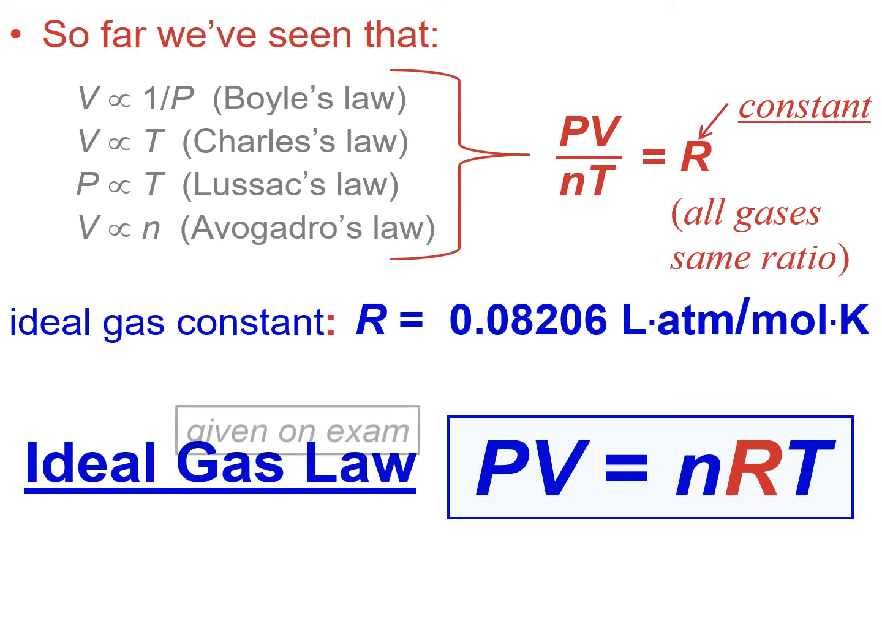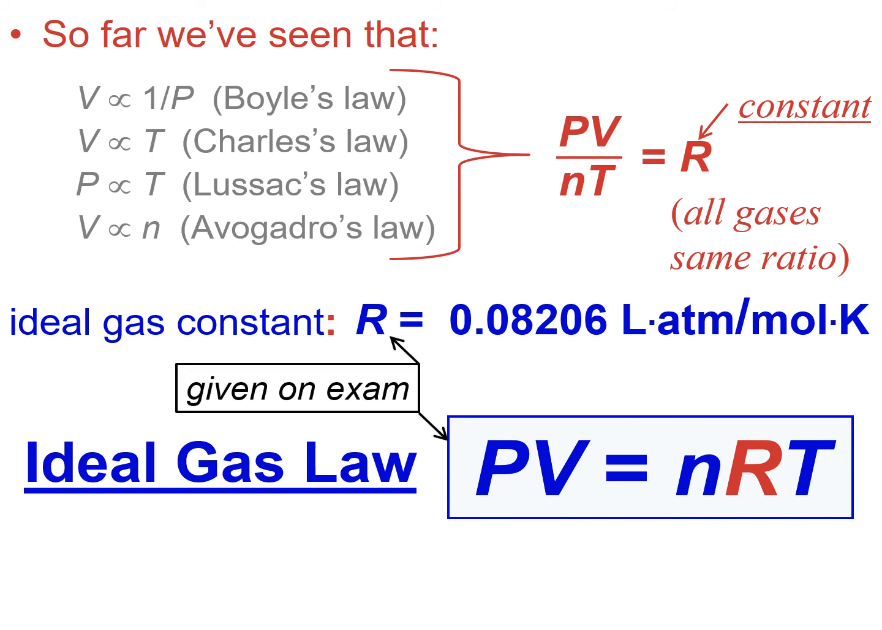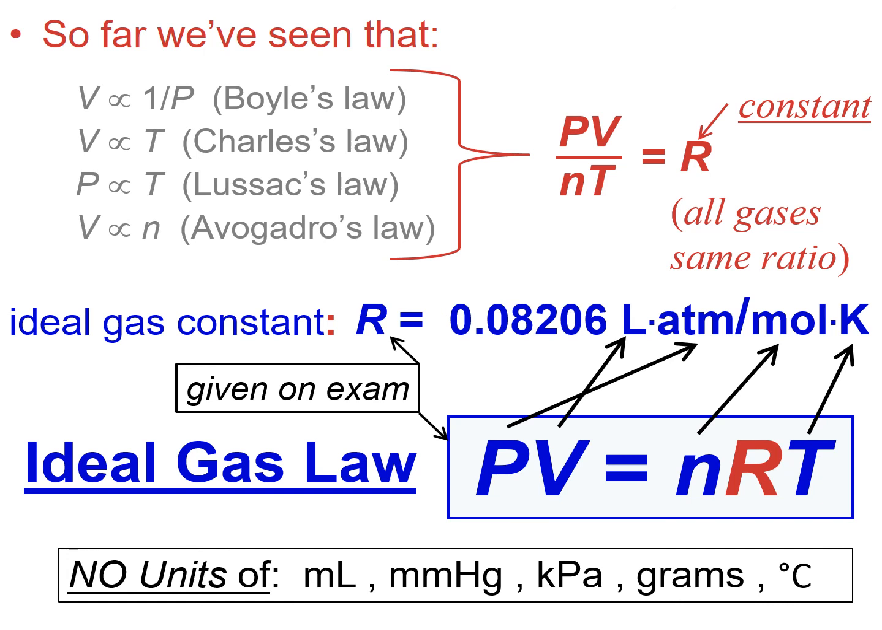Alright, let's go see here. This is what's given on an exam. So, these two numbers, all this information, is given on an exam. You need to know it all, though. Do note it, please do. Note there are no units of millimeters of mercury, kilopascals, grams, or centigrade, though. Do note that.